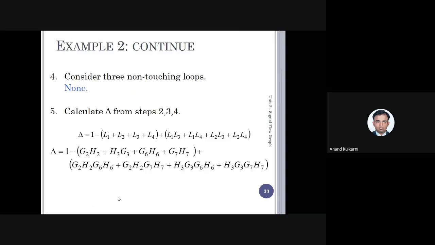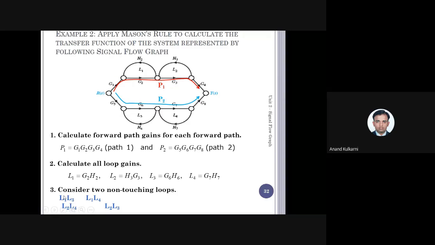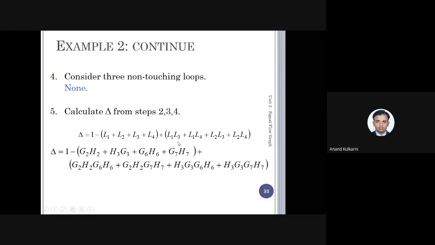Then next we will go to this: calculate the delta. What is delta? Delta is nothing but 1 minus the sum of all the loop gains, not the forward paths, plus the sum of the loop gains of 2 non-touching loops taken in a pair. So again we have L1 L3, L1 L4, L2 L3, L2 L4. You just take this down and multiply, so we get this. So this is the delta.